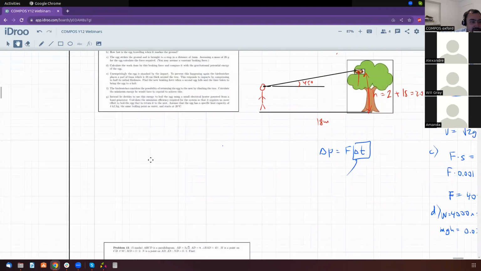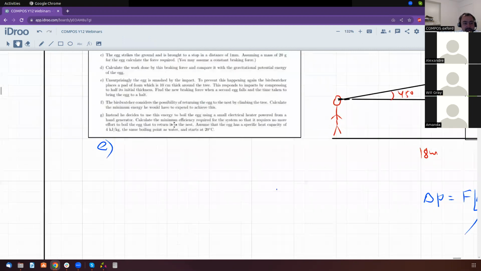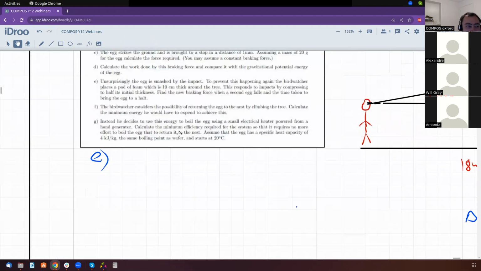E, right, I'll carry on here. E: unsurprisingly, the egg is smashed by the impact. To prevent this happening again, the birdwatcher places a pad of foam which is 10 centimeters thick around the tree. This responds to impacts by compressing to half its initial thickness. Find a new braking force.